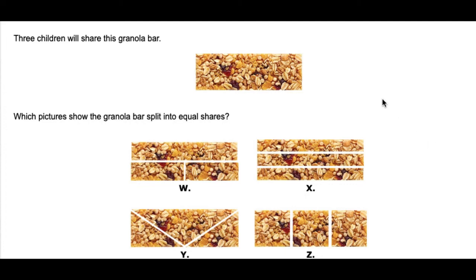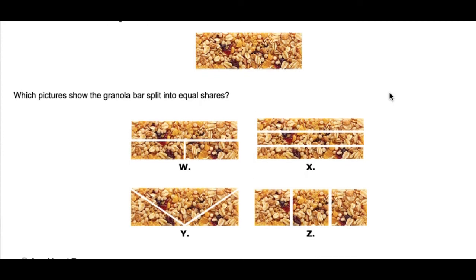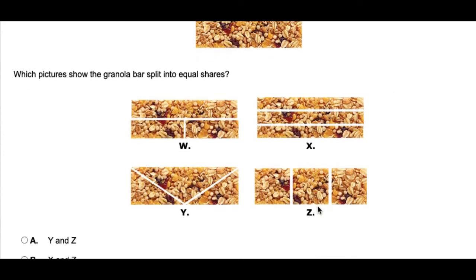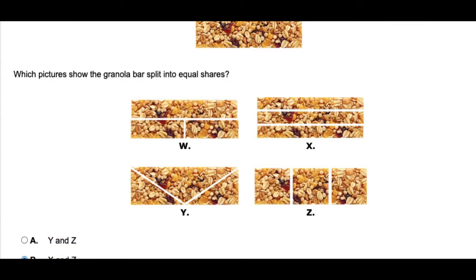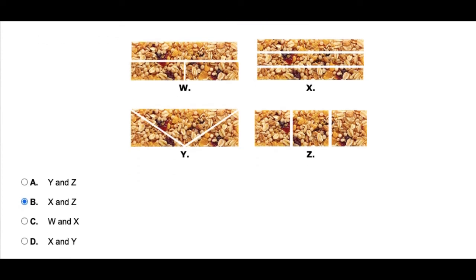Three children will share this granola bar. Which picture shows the granola bar split into equal shares? We have to split into three. X and Z. Okay. Let's enter. X and Z, right?